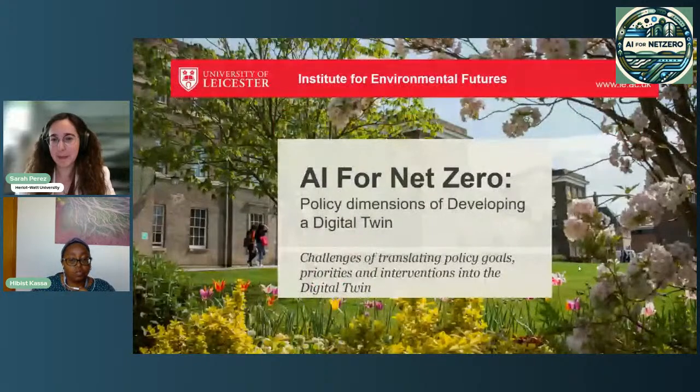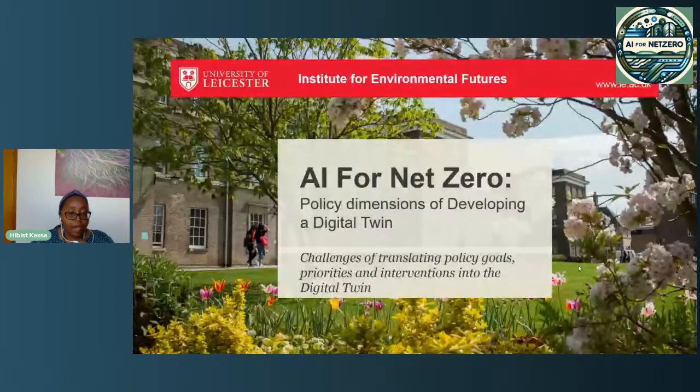Thank you very much for inviting me into this space. Just to start off, this presentation is going to focus on the policy dimensions, as you said, of developing a digital twin. I don't have a computer science background, neither am I an environmental scientist, as you highlighted earlier, but I am applying experience from policymaking processes, both globally and regionally.